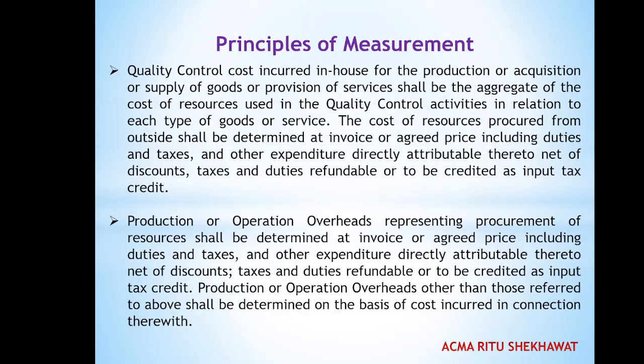Then quality control. Quality control cost incurred in-house for the production or acquisition. For maintaining the quality of product, there is always a separate department whose function is to regularly check whether the product produced for captive consumption is according to the quality standard set, and so we are having employees in that department paying salary to them. Paying the salaries to them will be included in the cost of goods produced for our captive consumption at an agreed or invoice value, whether you are outsourcing them or in-housing them.